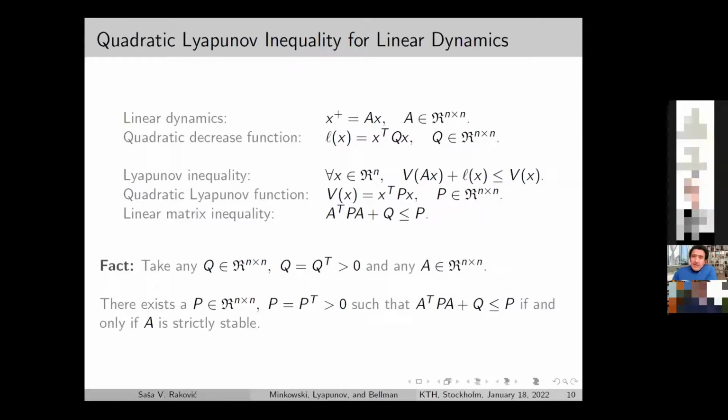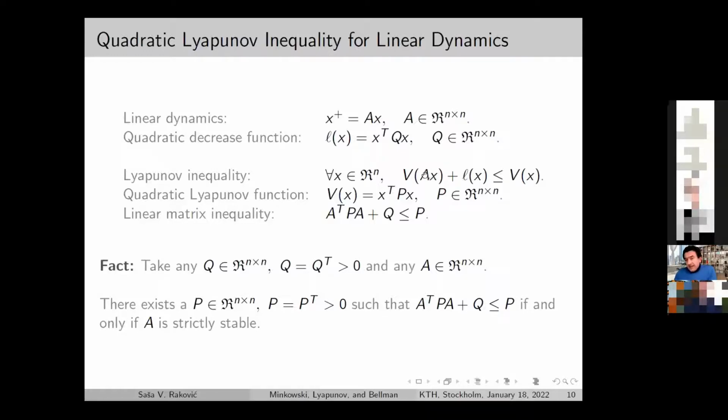And if you look at the very simple setting, the linear dynamics in R^n generated by matrix A, and the quadratic decrease function x transpose Qx, where Q is a symmetric and positive definite matrix, then the Lyapunov inequality is simply a functional inequality, which says that for any point x, when you measure the function at the next point in time, which is Ax, and you add this decrease, you're not increasing the function. Now, this is simplest to think of in terms of energy: essentially it tells you the energy dissipates in the direction of the evolution of the system.